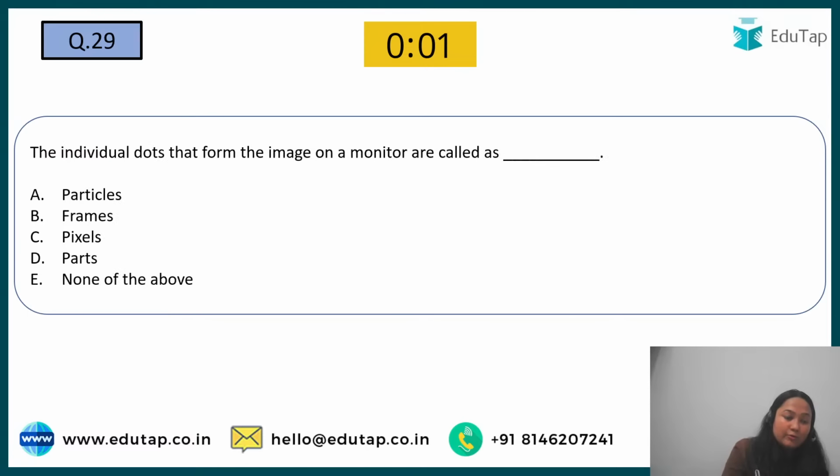Now moving toward the next question. Individual dots that form the image on the monitor are called what? Particle, frame, pixel, part, none of the above. What will be the correct answer?